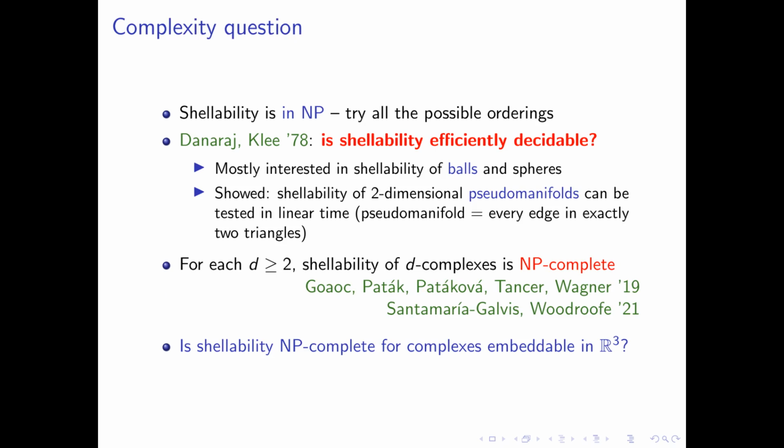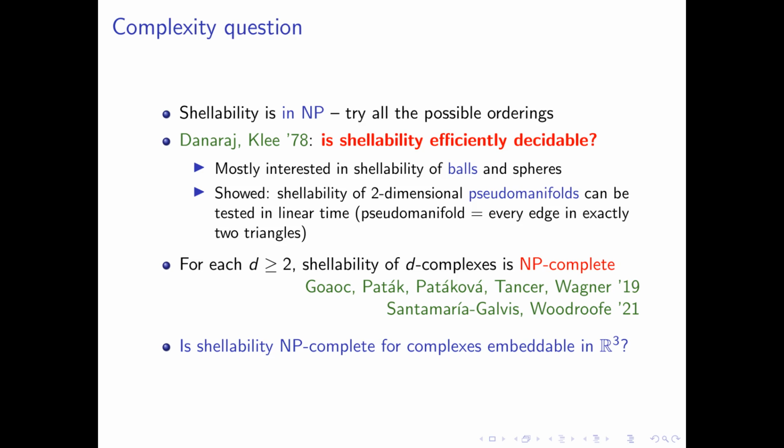So let us study the complexity of shellability. First of all, shellability is obviously in NP because we just need to find one single ordering of facets, which is a shelling, and testing whether a given ordering is a shelling is easy.